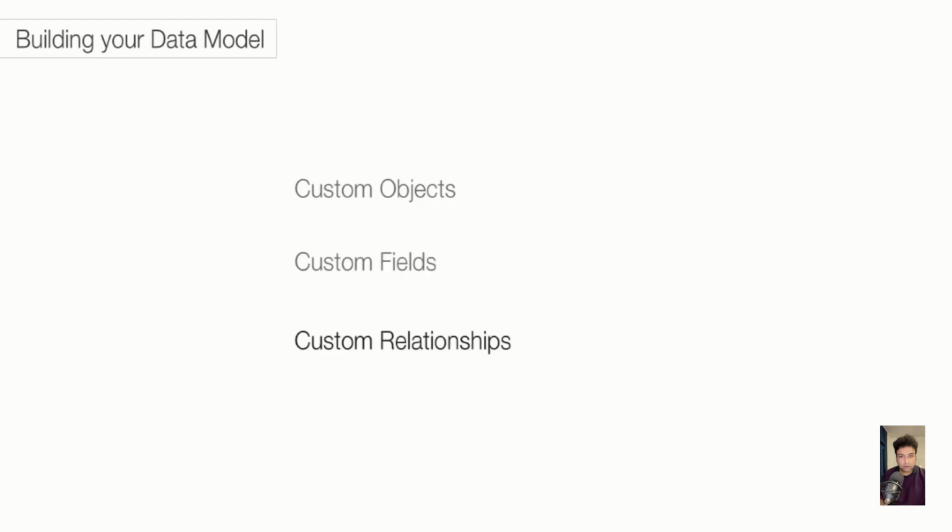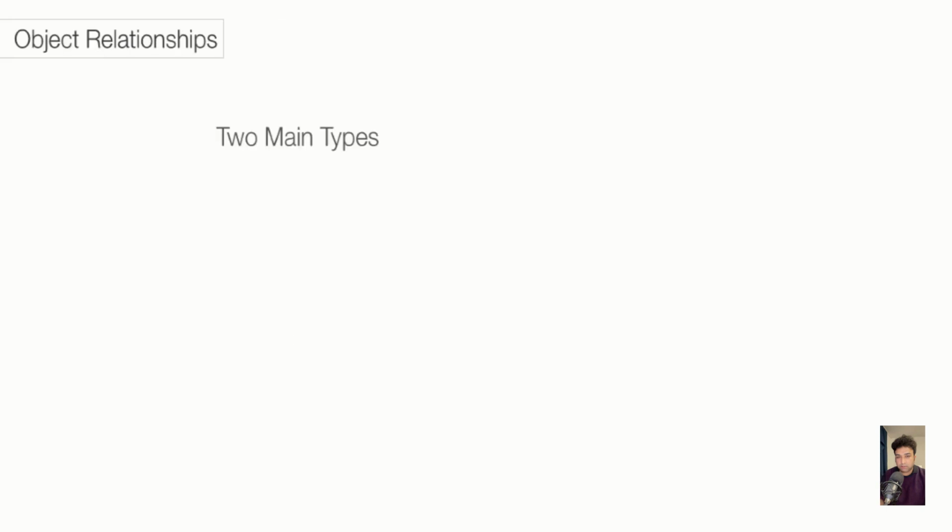The data model is made of objects, fields, and relationships. So far, we have created a couple of objects and fields. Let's talk about relationship between objects. Objects are related to each other using common fields. There are two main types of relationships, lookup and master detail.